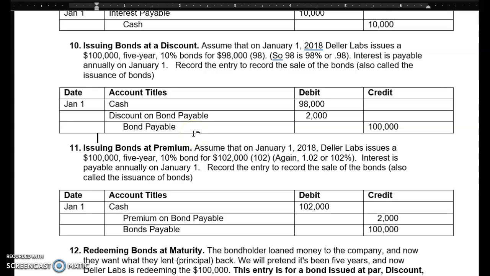Now, of course, after working these so many times, I know that discounts are debited. But that might be something you want to apply. So the discount is $2,000.